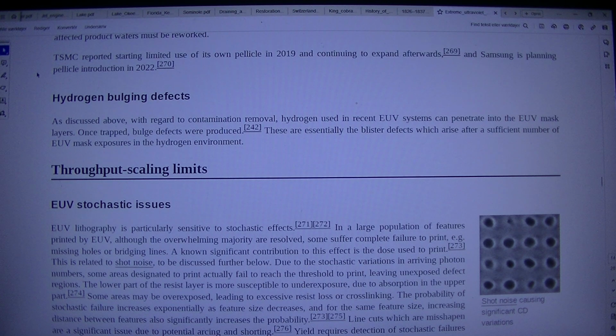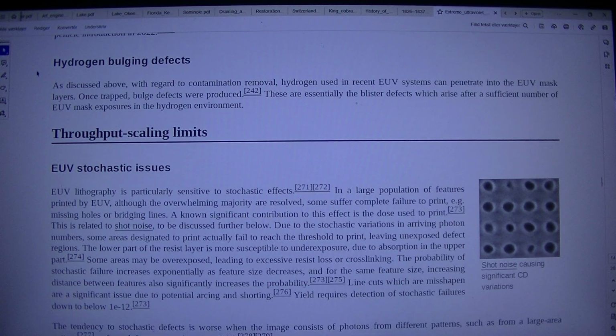270. Hydrogen bulging defects. As discussed above, with regard to contamination removal, hydrogen used in recent EUV systems can penetrate into the EUV mask layers. Once trapped, bulge defects were produced. 242. These are essentially the blister defects which arise after a sufficient number of EUV mask exposures in the hydrogen environment.